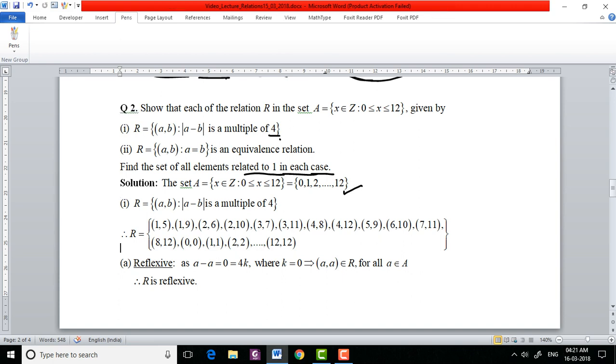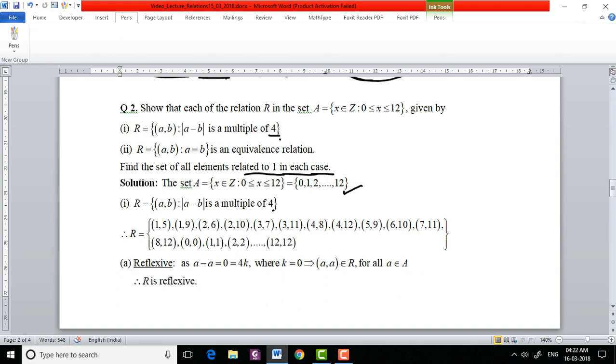Now let us start with the first part. R is a relation which contains elements of the form (a, b) such that a minus b, or mod of a minus b, is a multiple of 4. If it is divisible by 4, or a multiple of 4, we are going to write the same solution for the question. According to this definition, a minus b is a multiple of 4.